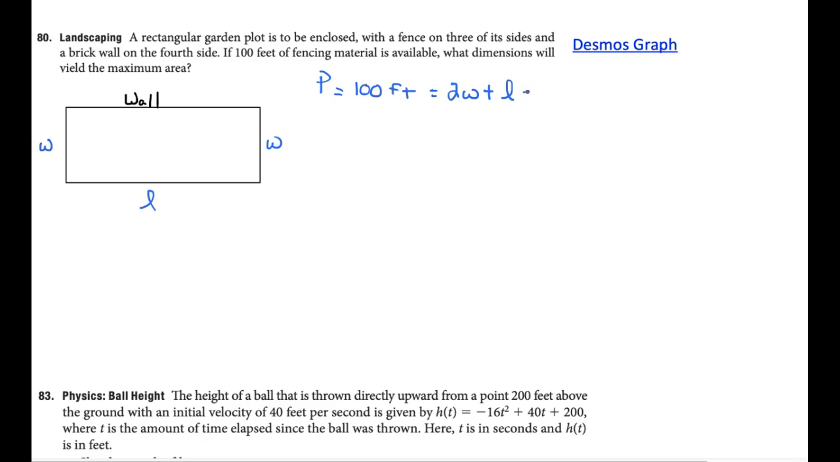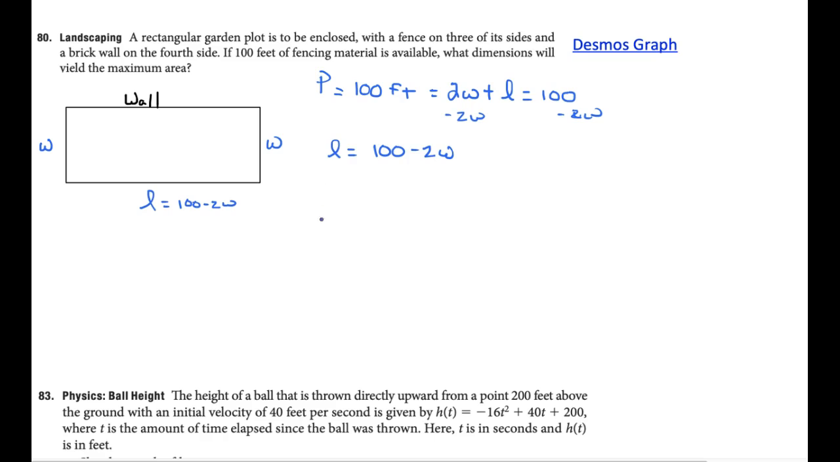So this all equals 100. So I'm going to rewrite the 100 over here without the feet. And I'm going to subtract 2W from both sides. So I get minus 2W and minus 2W. And that means I have L, the length, in terms of W. So that gives us 100 minus 2W. All right, so now we know the length in terms of W. I'm just going to rewrite it right here, 100 minus 2W. So now all 3 sides are in terms of W.